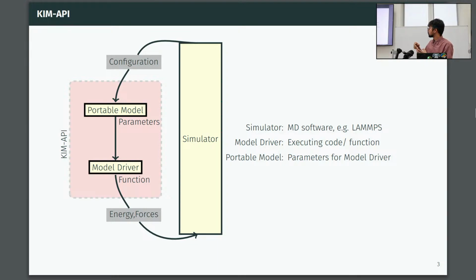It will give a configuration, that is, positions of atoms and your coordinates, to the KIM API, and the KIM API will basically have two different working components. One is called the model and one is called the driver. The driver is the actual C++ code where your functions are implemented, which will do all the calculations. Your model is basically just a human-readable text file that contains all the parameters that particular C++ code needs. So your model driver is like a class, and your portable model is like an instantiation of that class for a particular material.